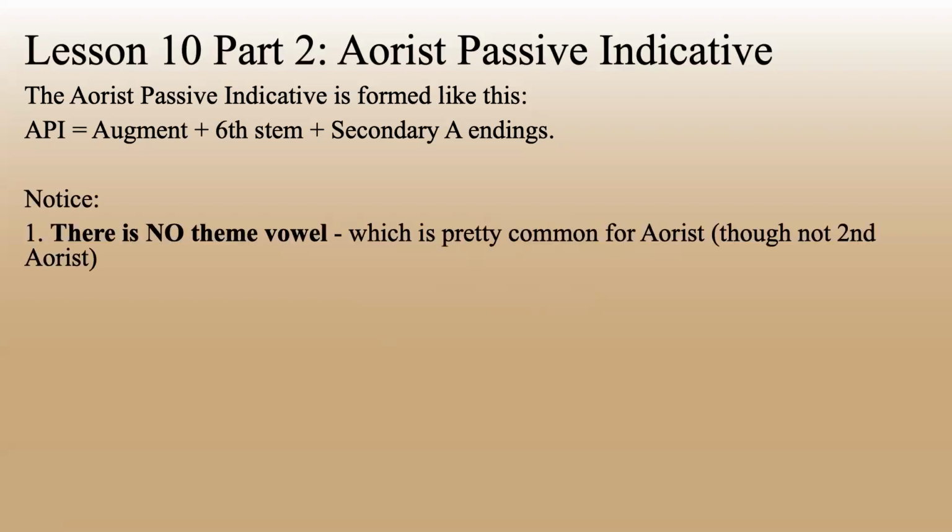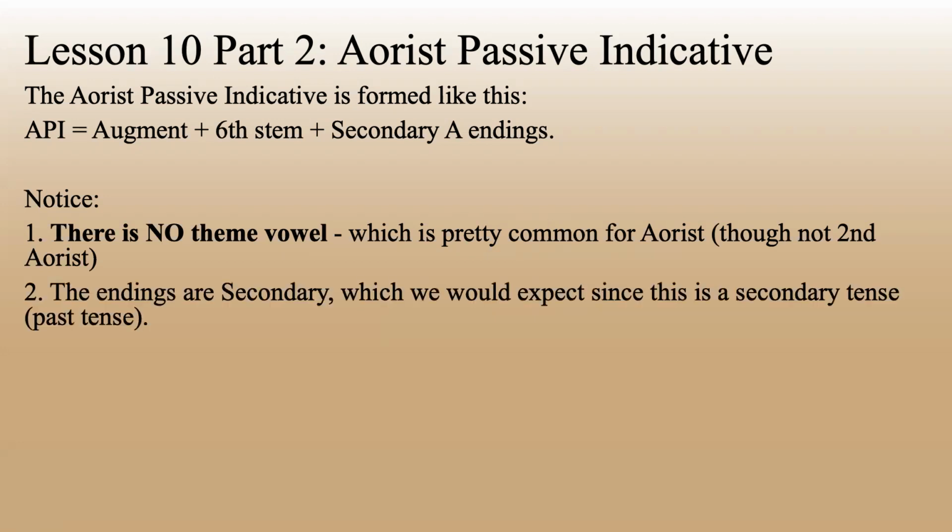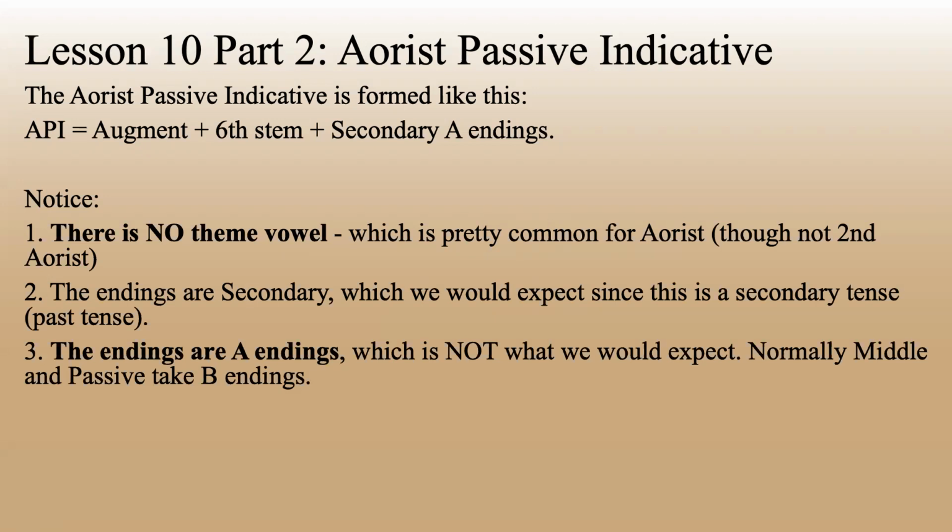All right, so we need to notice that first off, there is no theme vowel, which is pretty common for aorist, though we're not used to seeing it for second aorist, but again, we don't have a first and second aorist in the aorist passive, so none of the aorist passives have theme vowels. Second, the endings are secondary, which we would expect since this is a secondary tense, which is a past tense. Ooh, but three, the endings are A endings, which is not what we would expect.